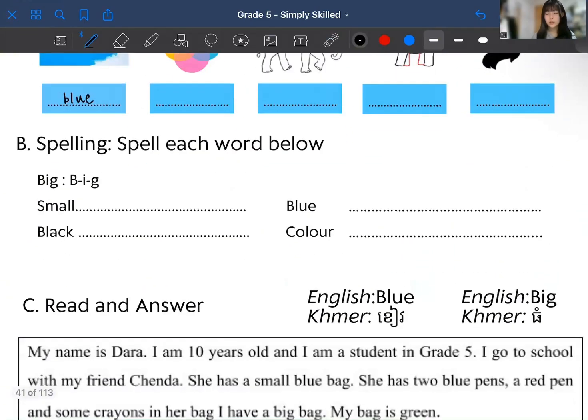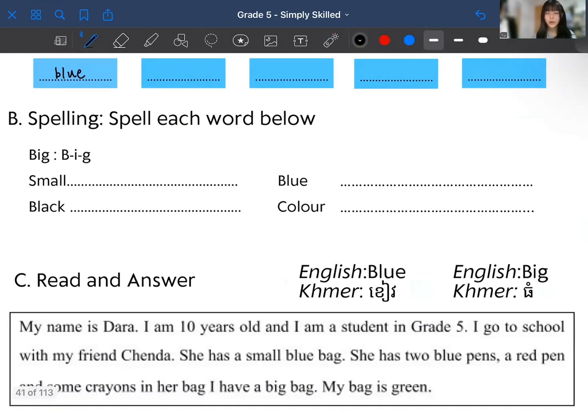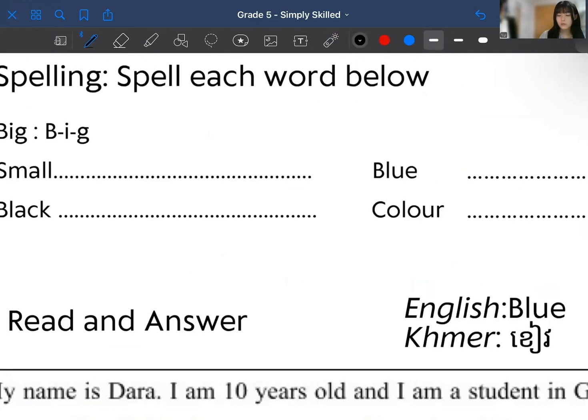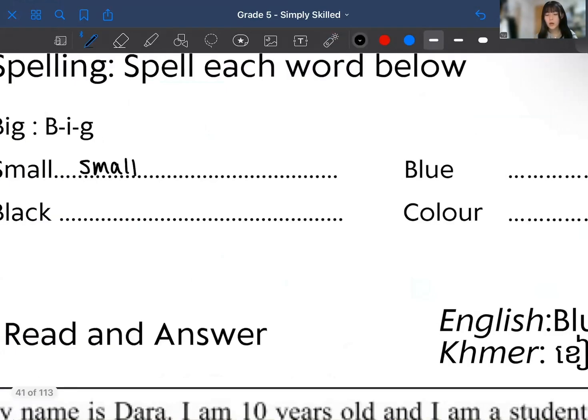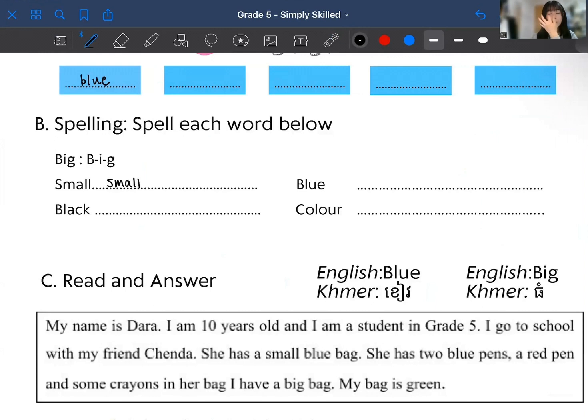Okay, so the next question is spell each word below. So there's 5 words already written down, and you just copy them down again. So for example, for small, you just write small again right here. But to help with memorization, you can say this aloud, or say this with a partner, maybe with a friend, and say it to each other, and that'll definitely help with remembering spelling. So I recommend that.